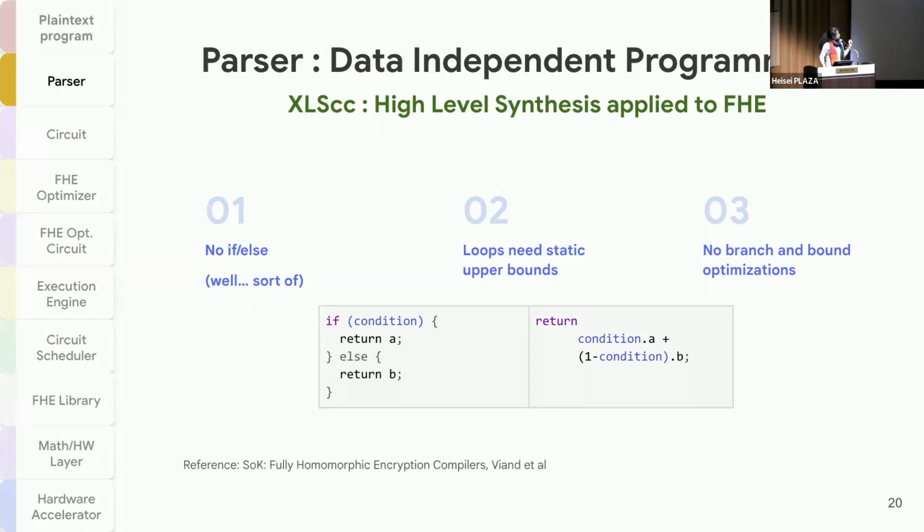So the if-else condition needs to be rewritten as a multiplexer because the server does not know when to branch. So you would have to execute all the branches, and the condition would pick one branch selectively. By the same logic, how will the server know when to end the loop if it doesn't know what the loop variable is? So loops need to have static upper bounds. And there's no branch and bound optimization. So every graph is like a fully connected graph. And it turns out all of these problems are handled in high-level synthesis, which is hardware synthesis, which converts high-level programs to a representation that can be executed on hardware.